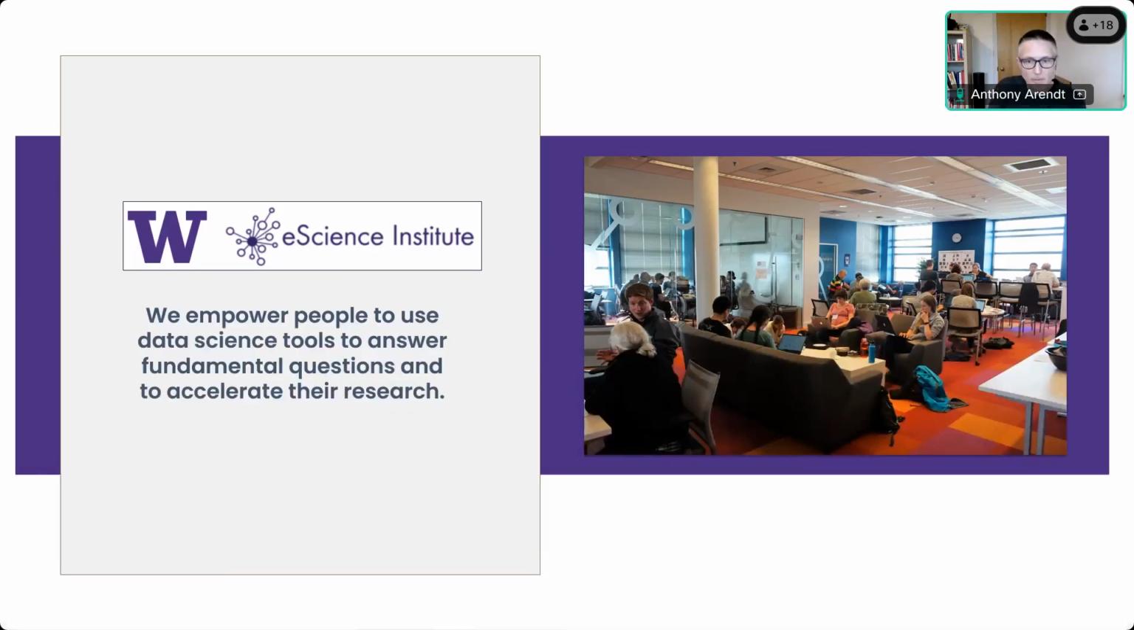I am a data science fellow at the eScience Institute, which is located on the 6th floor of the physics tower on the University of Washington campus. It's a beautiful space. If you ever get a chance to visit, we have great views of the mountains. It's an open collaborative space where we're really helping to empower folks to use data science tools to answer fundamental questions in their research. So we serve folks all across the UW campus and beyond.